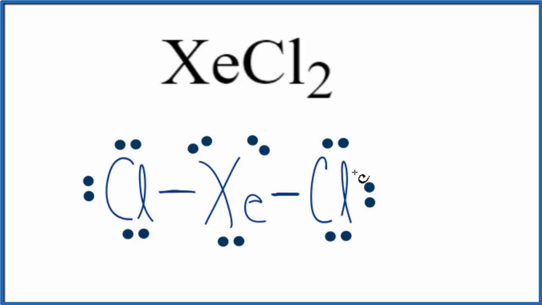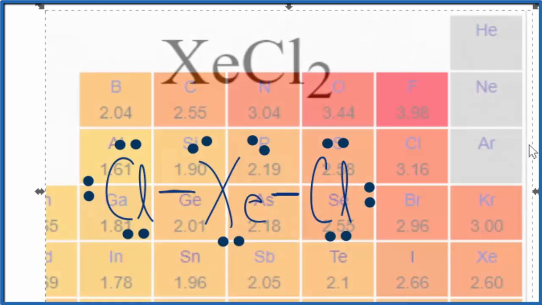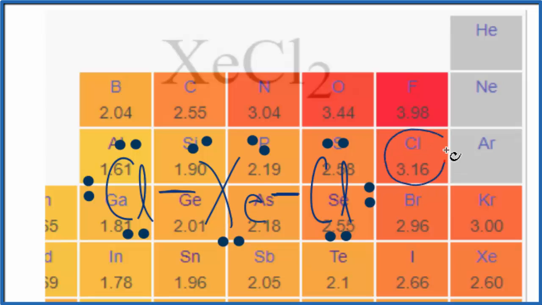To understand whether we have a polar or nonpolar molecule, let's first look at the bond, these electrons here that are shared between the xenon and the chlorine, to see if there's a difference in electronegativity. So here's chlorine 3.16, and this periodic table actually lists the electronegativity values for the noble gases that form bonds. And xenon is 2.6. So there is a difference in electronegativity. Chlorine is more electronegative. And because of that, the electrons in the bond between the xenon and the chlorine will spend more time around the chlorine atom. Same thing on this side.